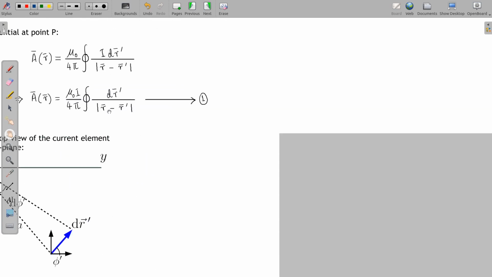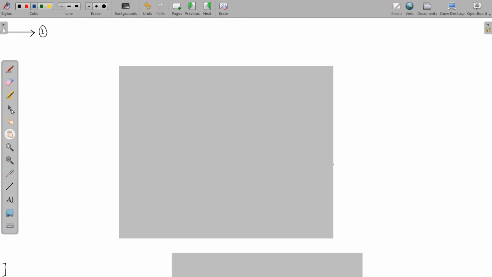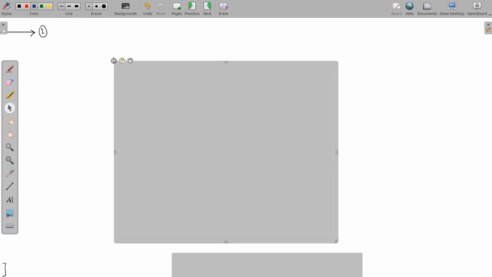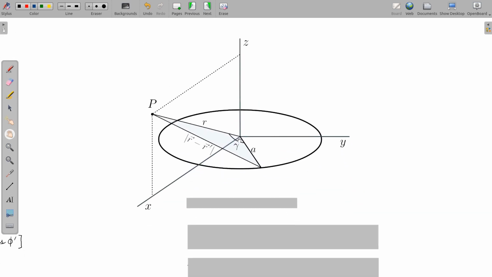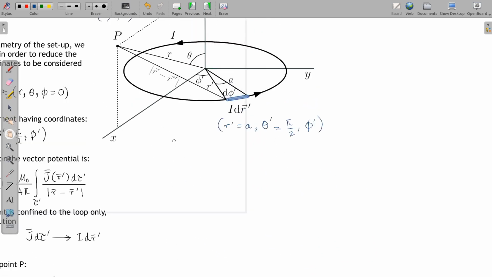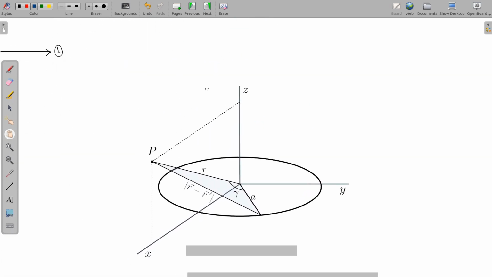Next thing that we need to do is work out the separation vector, the magnitude of the separation vector or the separation distance. So we can do it this way. Consider this. I'm just simplifying the diagram over here. I just got rid of all the other things.